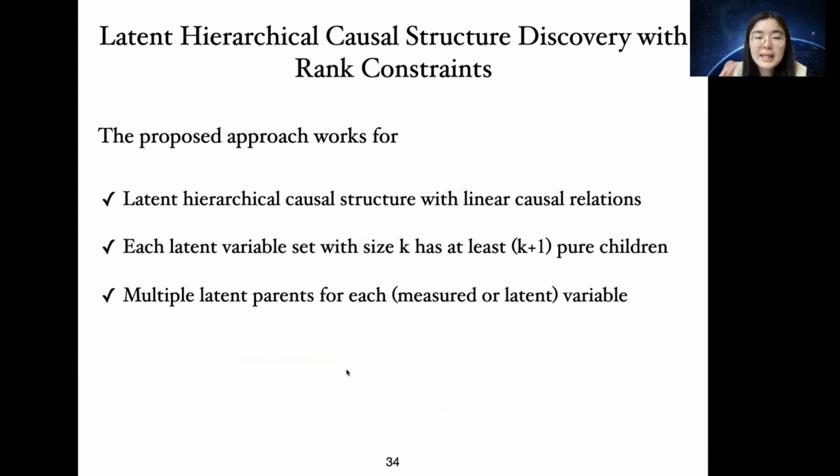Let's make a quick summary. This approach works for latent hierarchical causal structure with linear causal relations. Each latent variable set with size k should have at least k+1 pure children. We also allow multiple latent parents for each measured or latent variable. So you can see this work allows much more general latent graphs than, for example, the one measurement model or the tree structure.